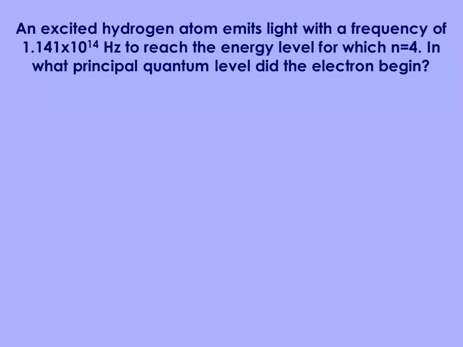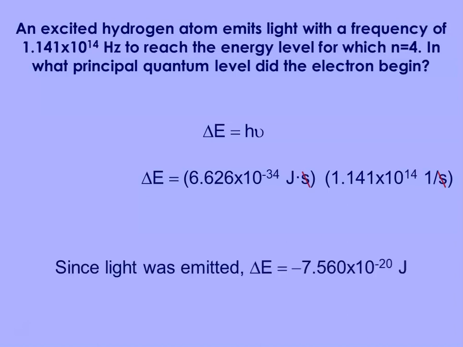And what principal quantum level did our electron begin? So if we're wanting to know what energy level we started at, and we know that we ended with an N of 4, we need to figure out how much energy was being transferred to allow this change to occur. So we're going to use our frequency to help us find that energy transfer by multiplying it by Planck's constant. And when we do that, we get that the amount of energy that was emitted was 7.560 times 10 to the negative 20th joules.